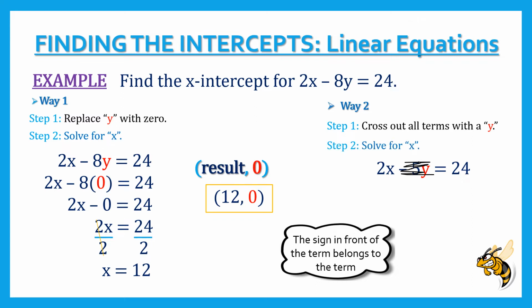So now you're left with 2x equals 24. So I'm going to go ahead and solve for x by dividing both sides by 2. And x is equal to 12. And the reason why I can cross it off is because I know that y is 0 and it's going to disappear anyway. And we end up with the same exact answer.